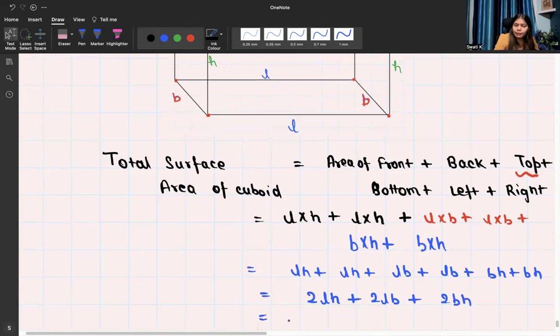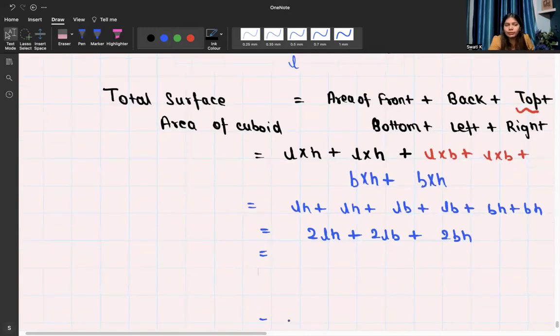As you know, if I have, let's say, 2 plus 3 plus 4, and I write that as 3 plus 2 plus 4 or 3 plus 4 plus 2, that's the same thing. I'm going to do something like that. Why? So that you can remember the formula. I'm just making it more arranged. So twice of LB plus twice of BH plus twice of LH. That is how I'm writing.